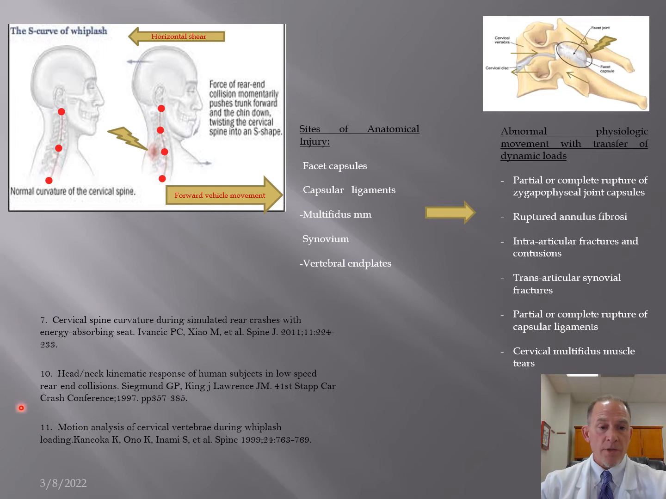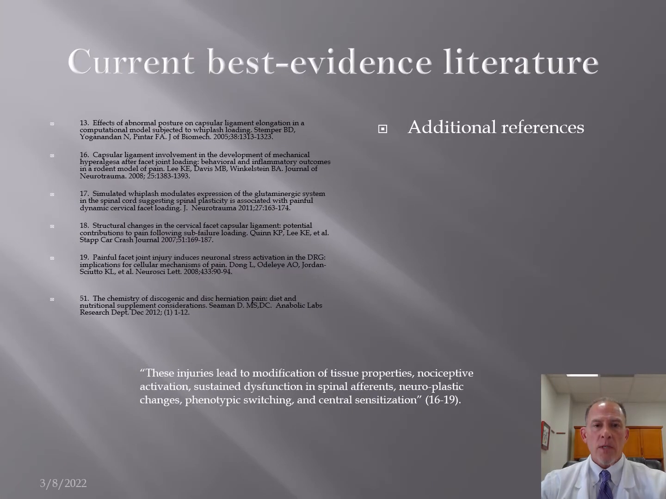So these references are here again to illustrate for attorneys and insurance adjusters, if you so desire. These are very good articles to pull up and review. These additional references to the previous slide further substantiate the chronicity, or the potential for chronic pain, when we have an injury to the multifidus muscles, intervertebral disc, or facet capsular ligaments.